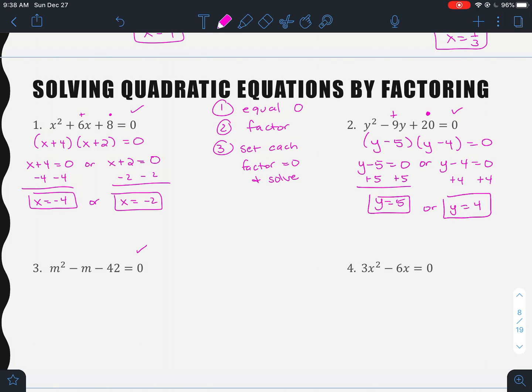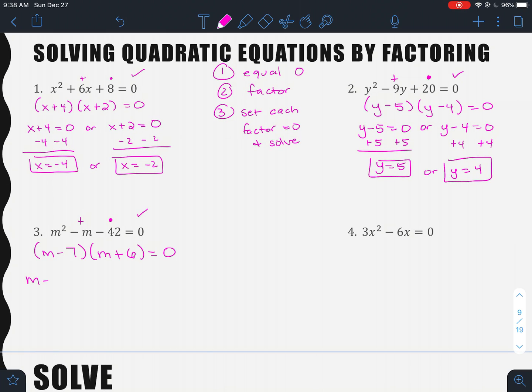On number 3, m squared minus m minus 42 is equal to 0. Step 1 is okay because it's equal to 0. So now factor. I need two numbers. When I multiply them, I get -42, and when I add them, I get -1. So this would be m minus 7 times m plus 6 is equal to 0. -7 times positive 6 is -42, and -7 plus 6 is -1. So now either m minus 7 is equal to 0 or m plus 6 is equal to 0. So your two possible solutions are m equals positive 7 or m equals -6.